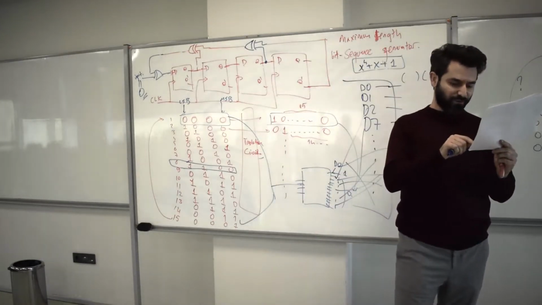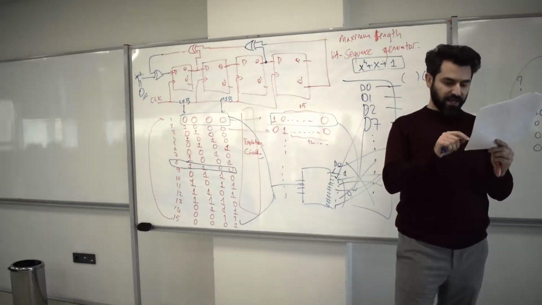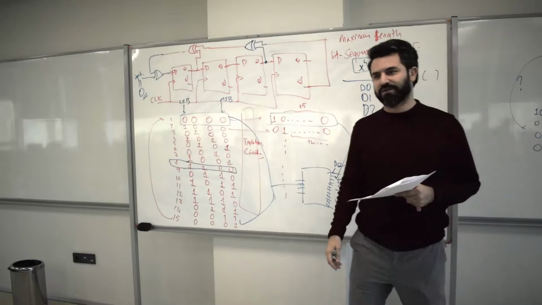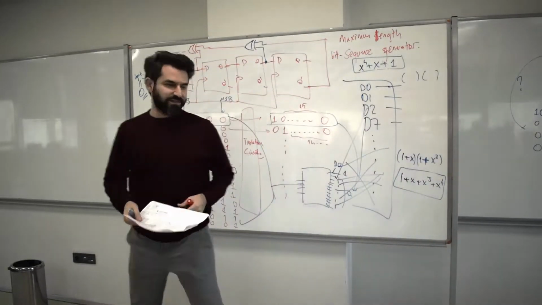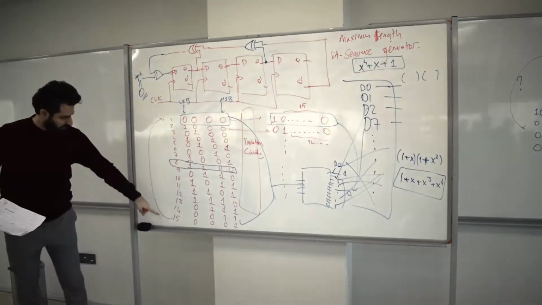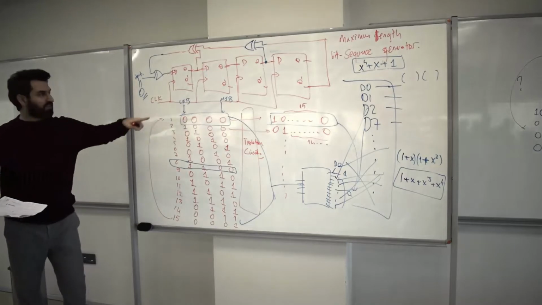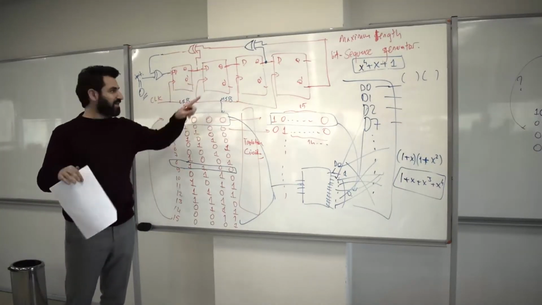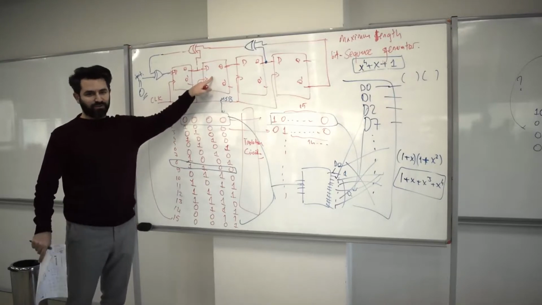1, 2, 3, 4, 5, 6, 7, 8, 9, 10, 11, 12, 13, 14. Yeah, 14 possibilities, sorry. Not 16, right? This is 16. You see? There are 16 possibilities here. This circuit has 14 possibilities. It's still close, but it is not a maximum length bit sequence generator.